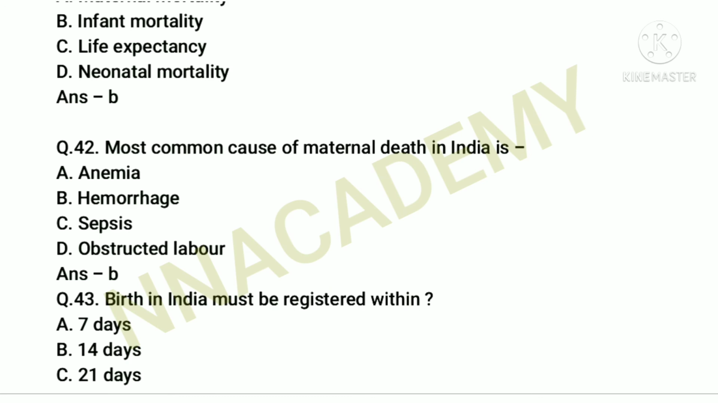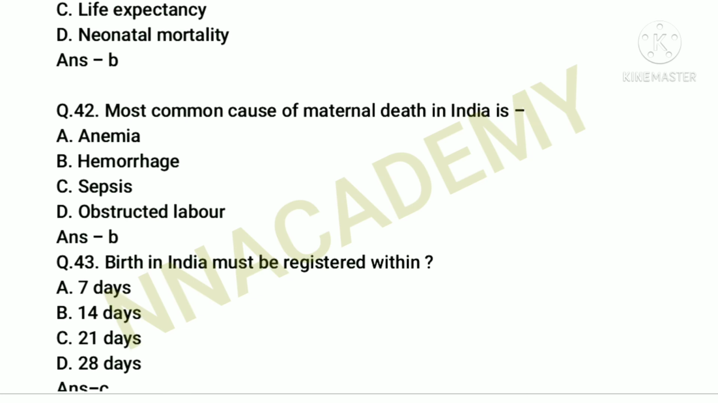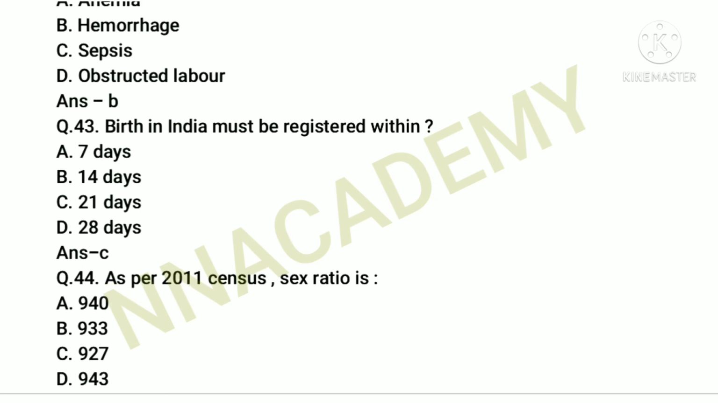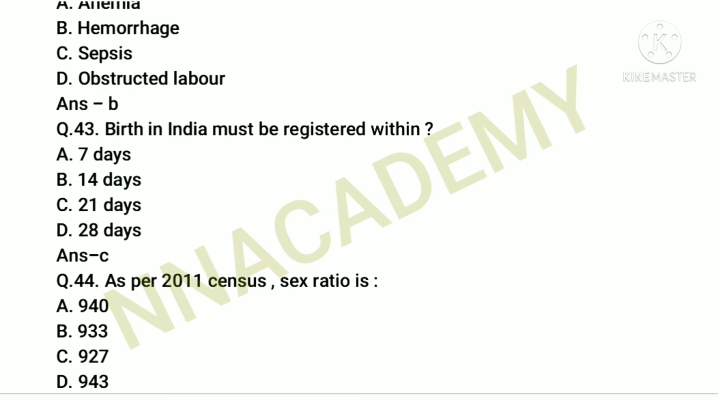And next question: among the following, the best indicator of health in a community is: option A maternal mortality, option B infant mortality, option C life expectancy, and option D neonatal mortality. Which is the best indicator of health in a community? Infant mortality. When we check the infant mortality rates, then only we will get to know the community's health status. So it is the very best indicator of health in the community, infant mortality.